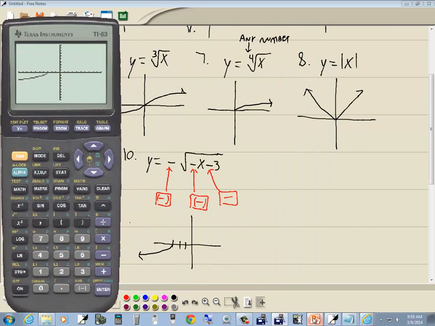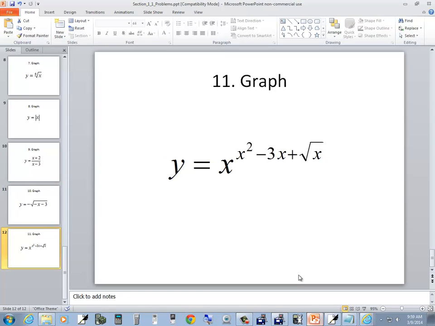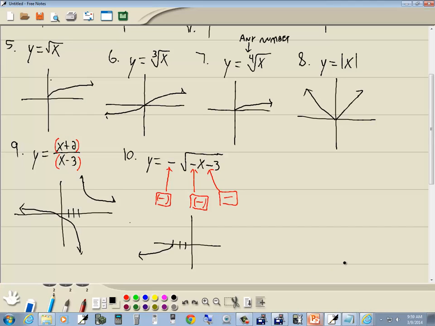Okay, let's look at our last graph. This one here. So we got y is equal to x to the x squared minus 3x plus square root of x power. I'm just combining the different building blocks that we've been looking at. Now remember earlier we said if you have an exponent that has more than a single number or single variable in it, you put parentheses around the exponent. So when we plug this in, we want parentheses around the exponent. Other than that, we just type it in as we see it.